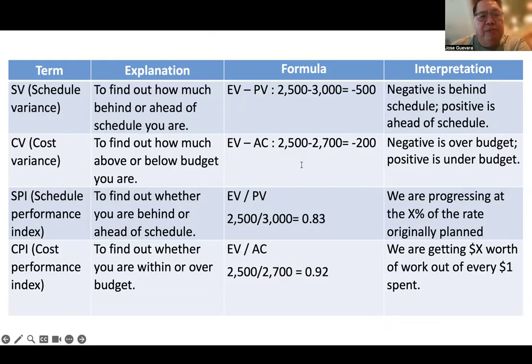And then for the CPI, if it's greater than 1, then that means it's excellent. We are getting more work for every dollar that we have spent. If it's equal to 1, then that means it's exactly on budget. If it's less than 1, then that means we are wasting money. SPI, if it's greater than 1, it means we are ahead of schedule. And if it's less than 1, then that means we are behind schedule.